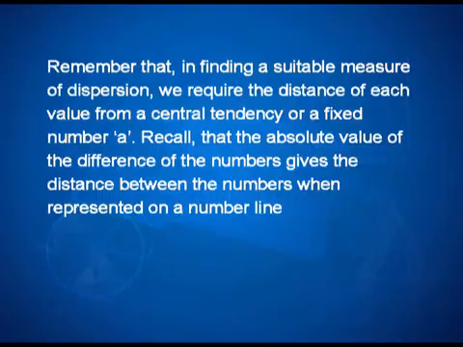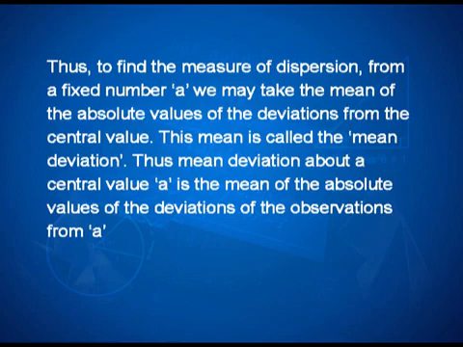Remember that in finding a suitable measure of dispersion, we require the distance of each value from A, a central tendency, or a fixed number A. Recall that the absolute value of the difference of two numbers gives the distance between the numbers when represented on a number line. Thus, to find the measure of dispersion from a fixed number A, we must take the mean of the absolute values of the deviations from the central value. This mean is called the mean deviation.